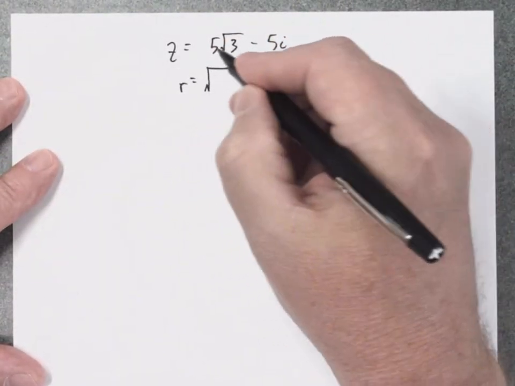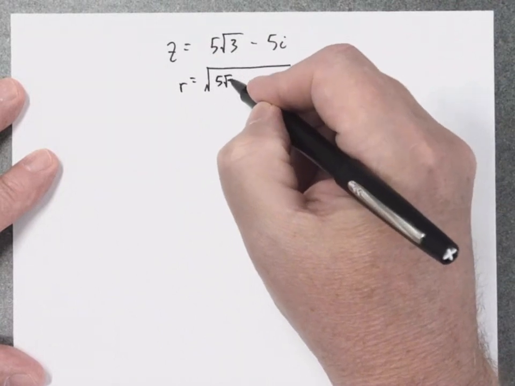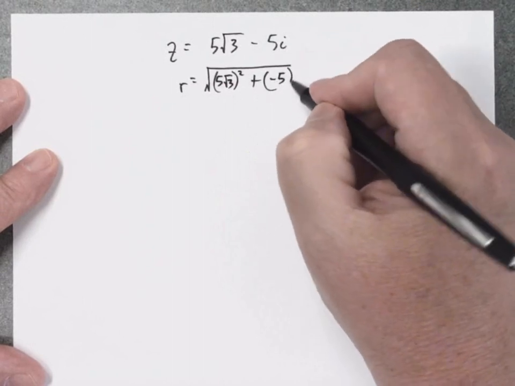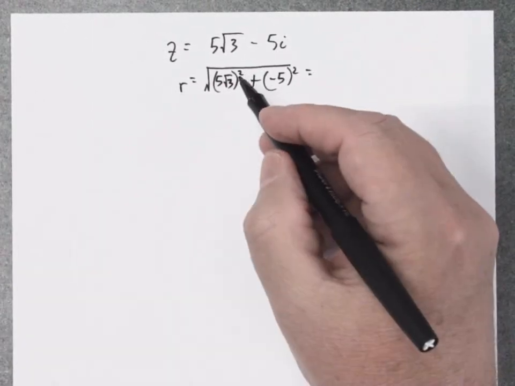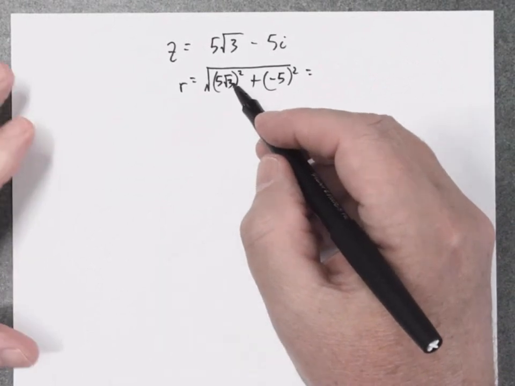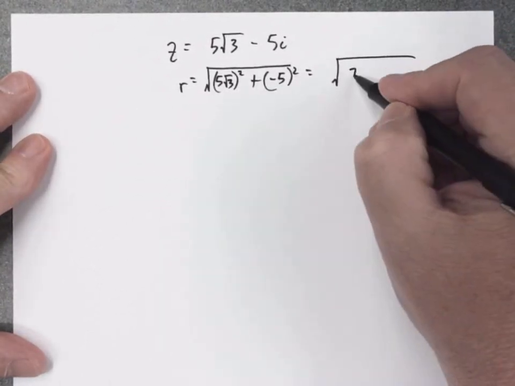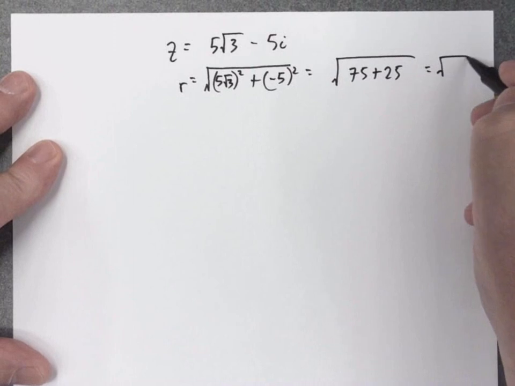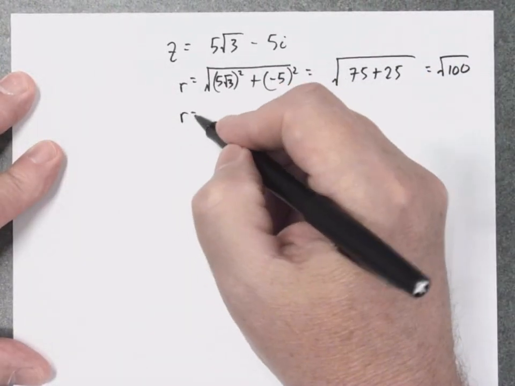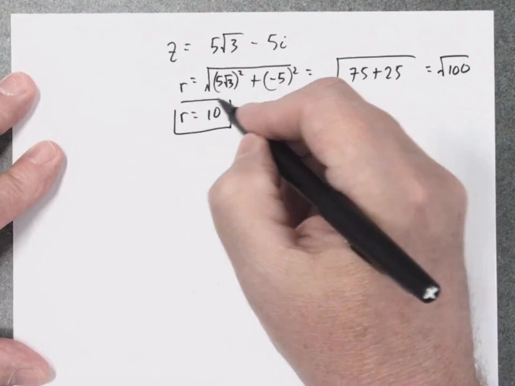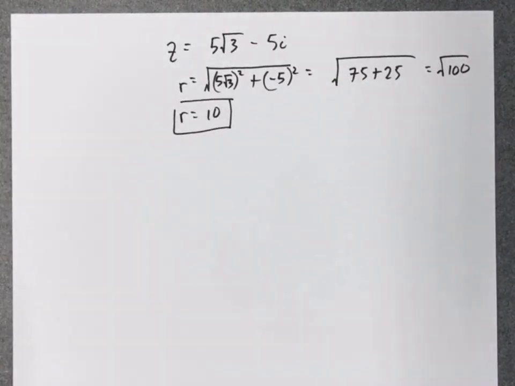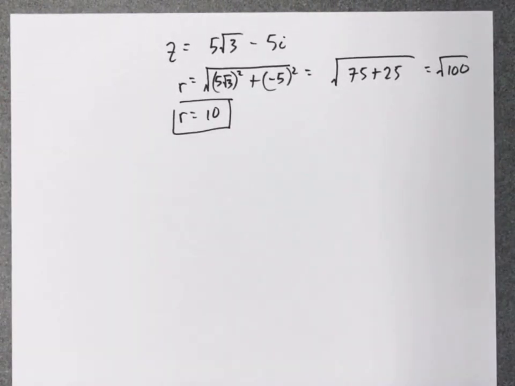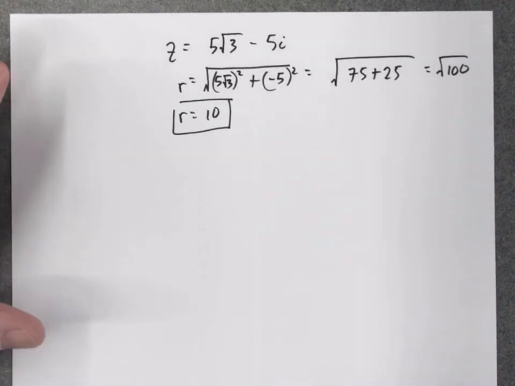Well, we know r is the square root of x squared plus the y squared. So this is going to be 25 times 3, 75 plus 25. It's nice. R ends up being 10. So now I simply need to know theta to be able to write this complex number in both polar and exponential form.